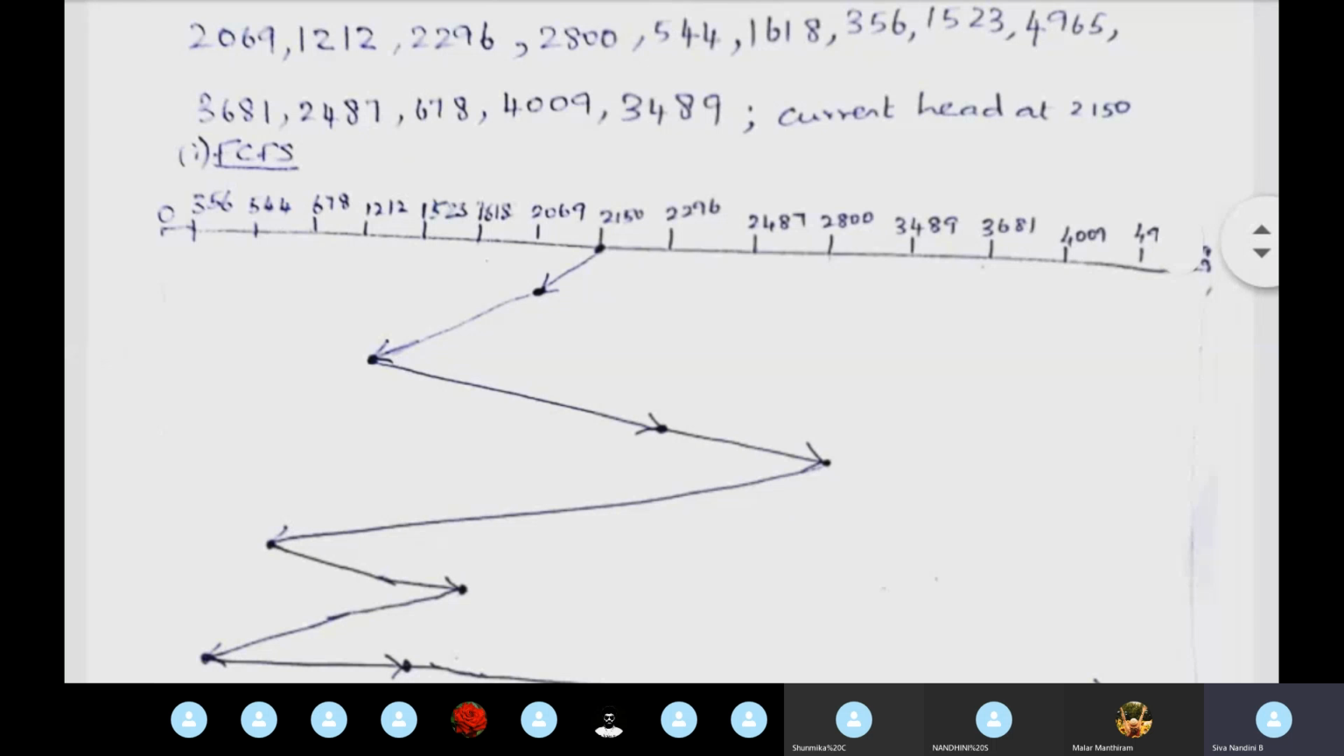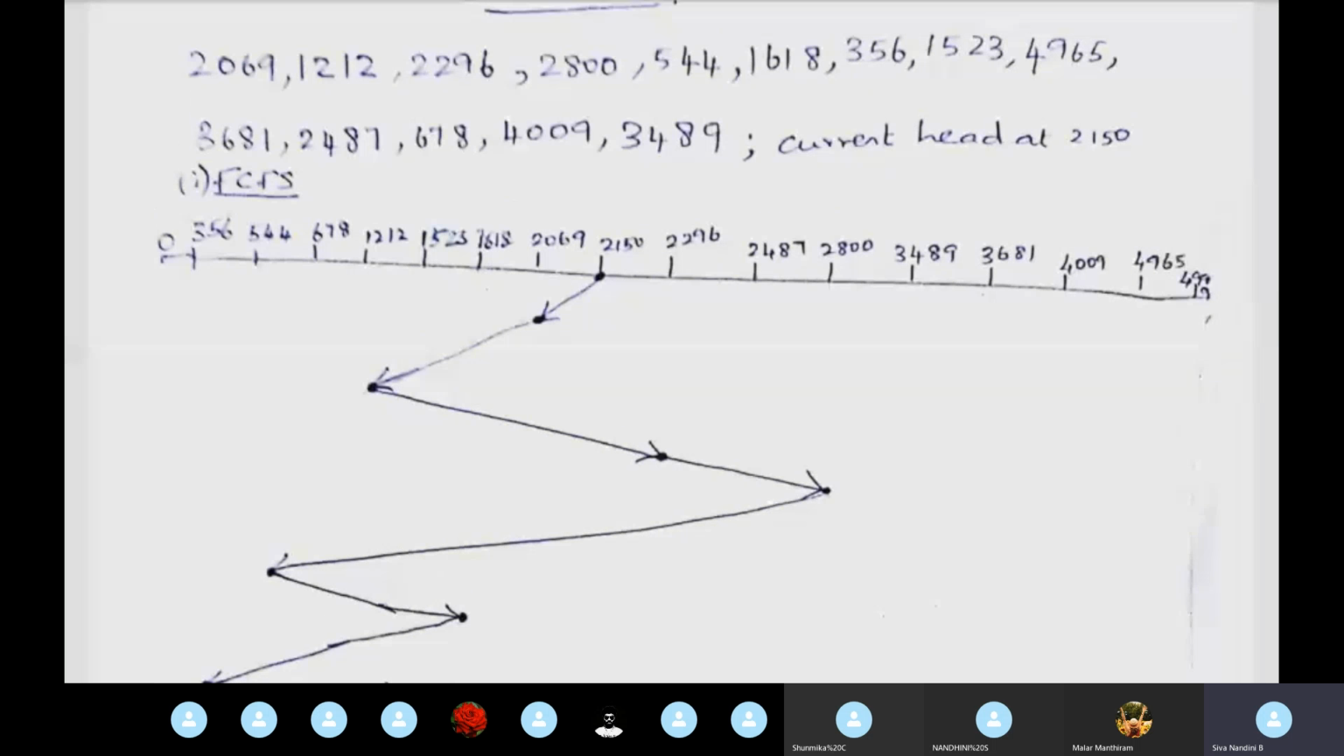So from 2150, the first request in the given string is 2069. So from 2150 it should go to 2069 and then to 1212. So here mark exactly on the 1212 position.